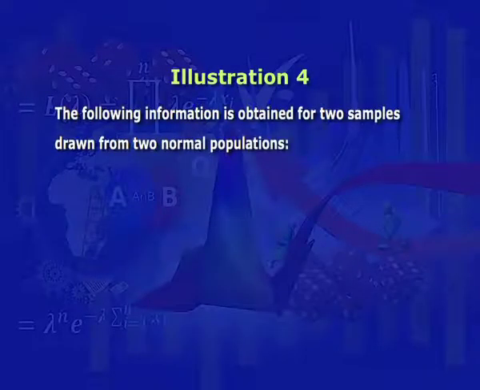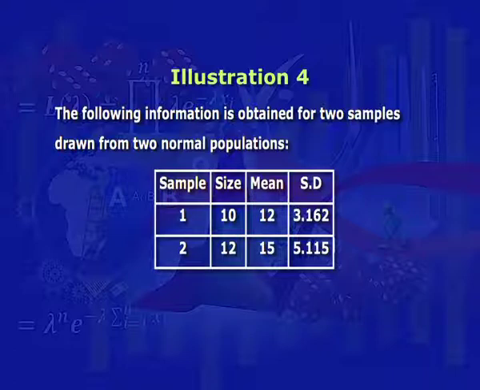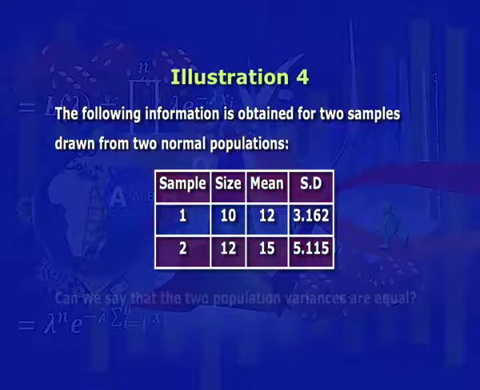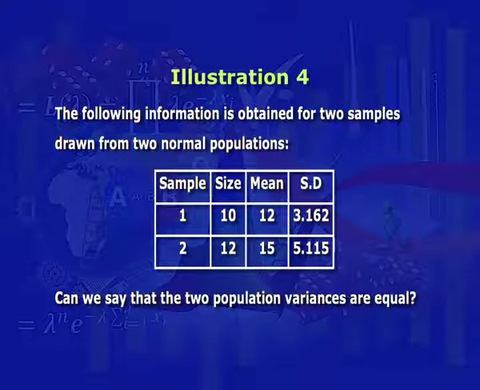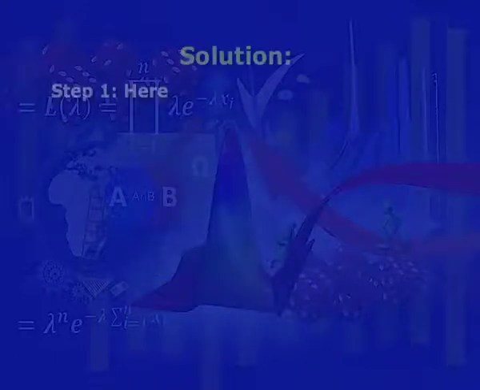The following information is obtained for two samples drawn from two normal populations. In the data, we have given sample size, sample mean and sample standard deviation for two samples. For sample 1, size is 10, mean is 12 and standard deviation 3.162. For sample 2, size is 12, mean 15 and standard deviation 5.115. Can we say that the two population variances are equal? Let us see the solution.